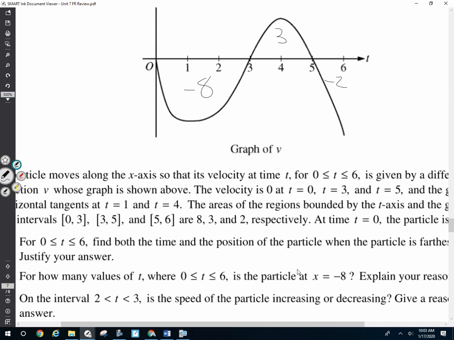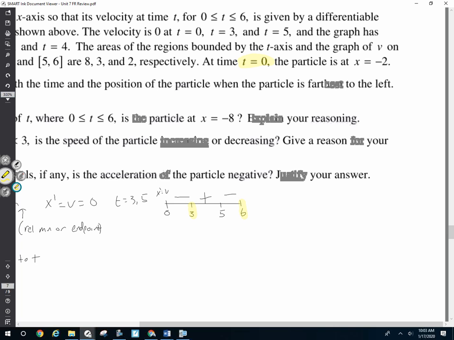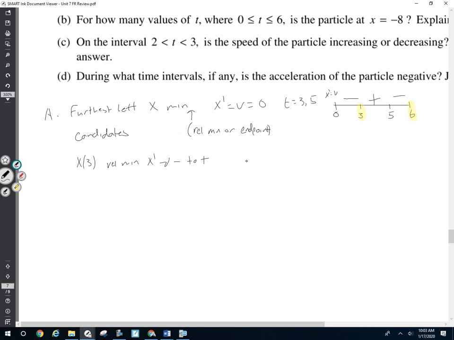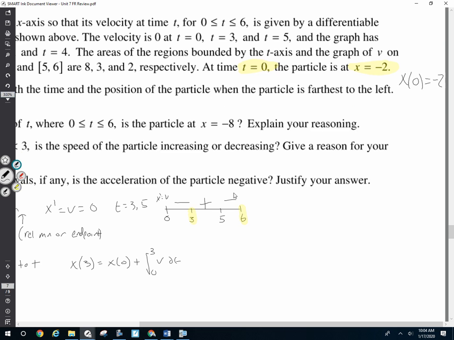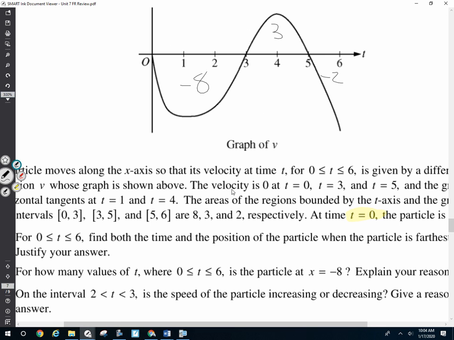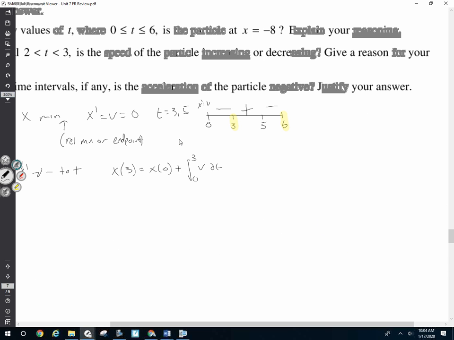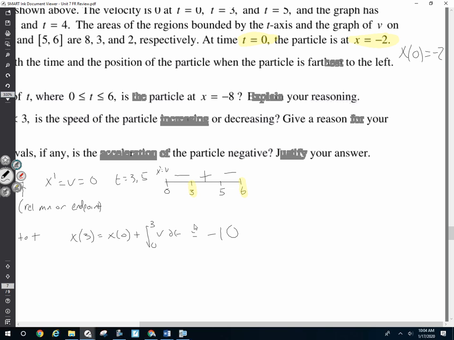Now, to find x of 3, I first noticed that my particle is at position -2 at t equals 0. This is going to be very much used. So x of 3 will equal x of 0 plus my displacement, which is the area under my velocity curve. X of 0 is -2, plus the integral from 0 to 3. So -2 minus 8 is -10. I already know x of 0 is -2, that's out.